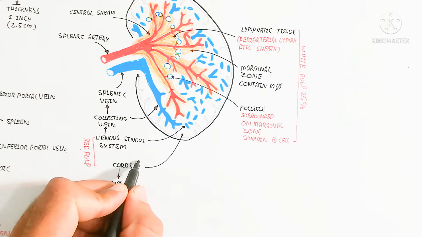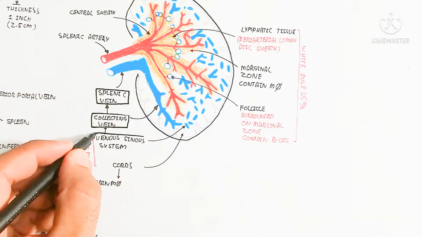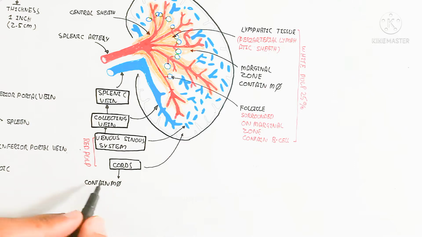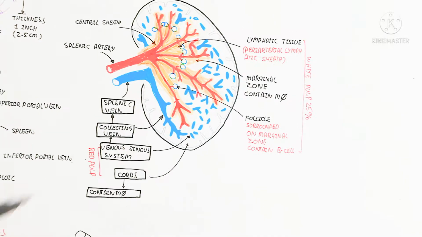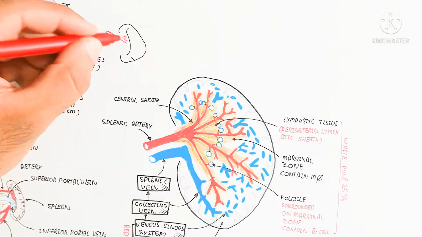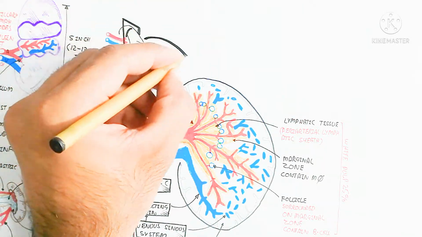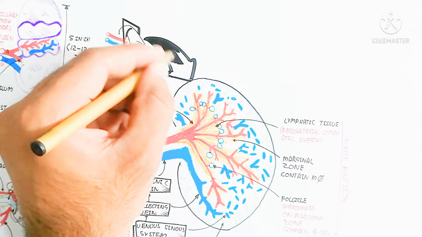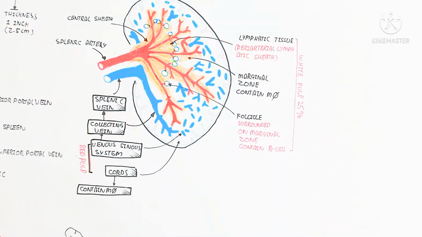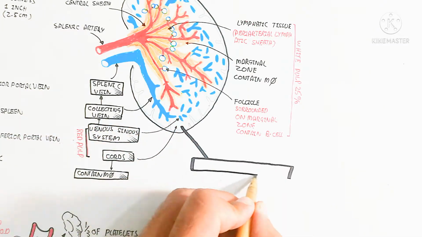Anyhow, let's draw other things. I hope you're getting this concept, the sinus venous system. This sinus venous system is part of the red pulp. So the spleen contains two pulps, red pulp and white pulp. Red pulp is 75%, while the white pulp is 25%. Red pulp, why? Because it contains a lot of space. On the other hand, the white pulp is 25% because it contains macrophages, T cells and follicles.